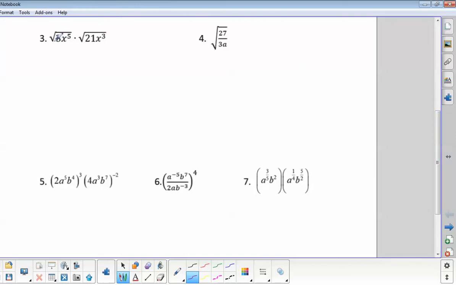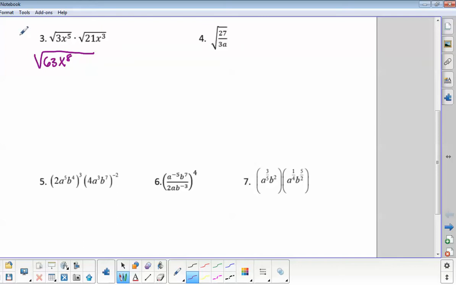Alright, if you have two radicals with the same index, and often the index is written in here, but if it's a square root, the 2 is just assumed, then you can multiply the radicands, you can multiply what's inside them. So that's what we're going to do. 3 times 21 is 63, and when I multiply x to the 5th times x to the 3rd, I add the exponents and I get x to the 8th.